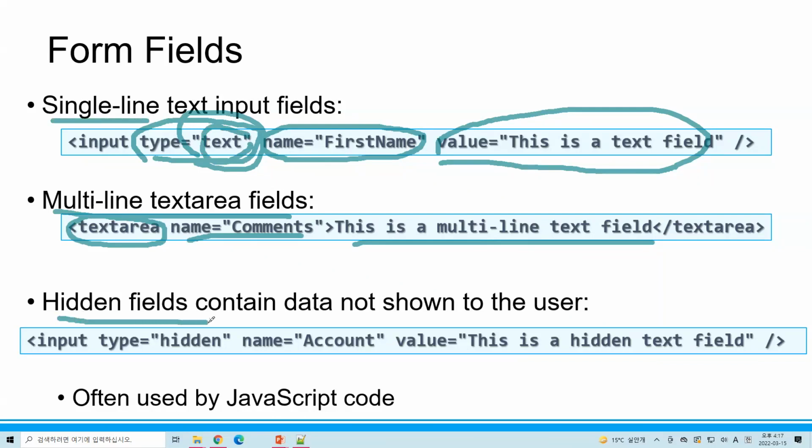And we can define hidden fields. The hidden field is data that is hidden in the HTML. When you open your web page, you cannot see the variable. It is only to connect between the server and the front end. Usually, some programmers will use these hidden fields. So the type is hidden, and then the name is account, and then there is a value. For example, this is a hidden text field.